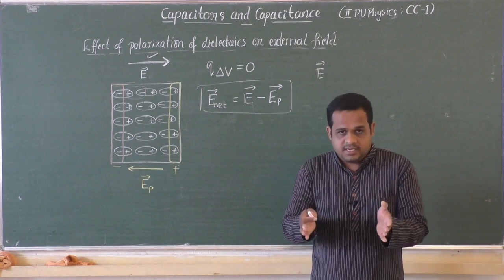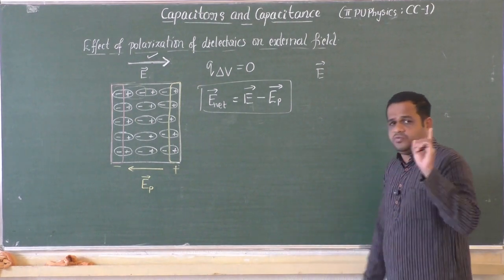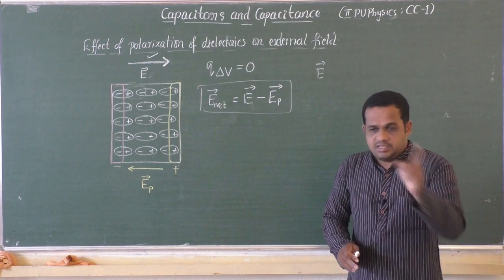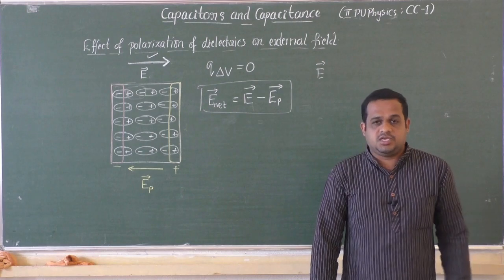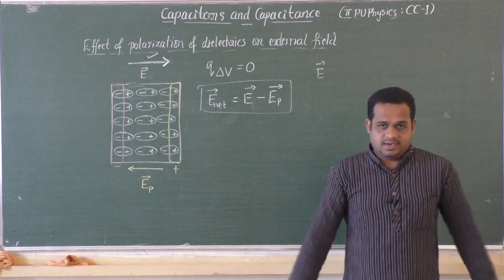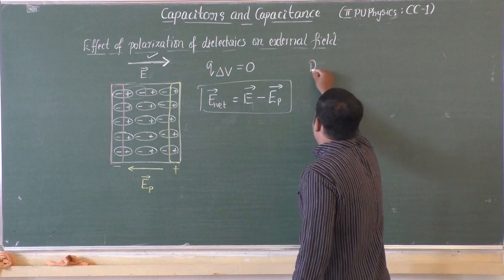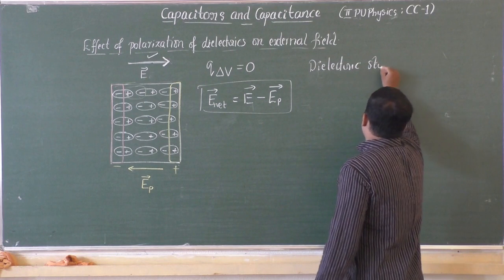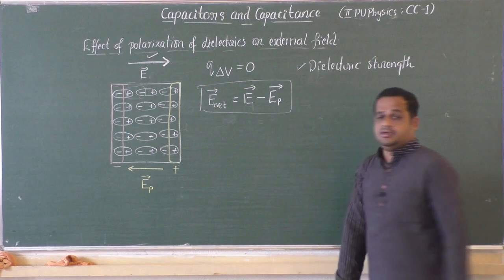An insulator or non-conducting material is called a dielectric. When a dielectric is subjected to a very large external electric field, under that condition the material may undergo ionization. Due to that ionization, the dielectric material changes its state from non-conducting to conducting. So that limiting value of electric field is called the dielectric strength of the dielectric material.